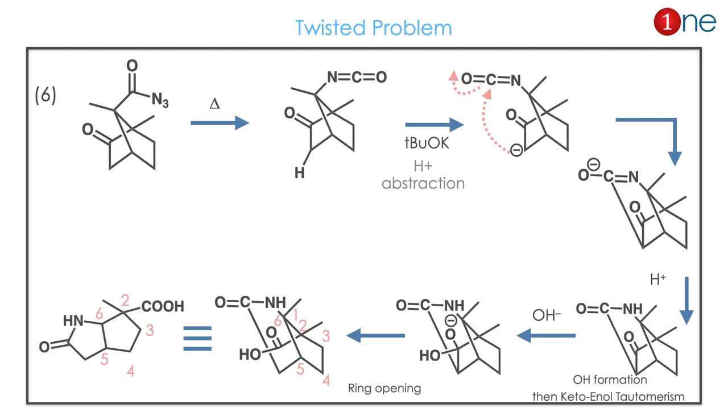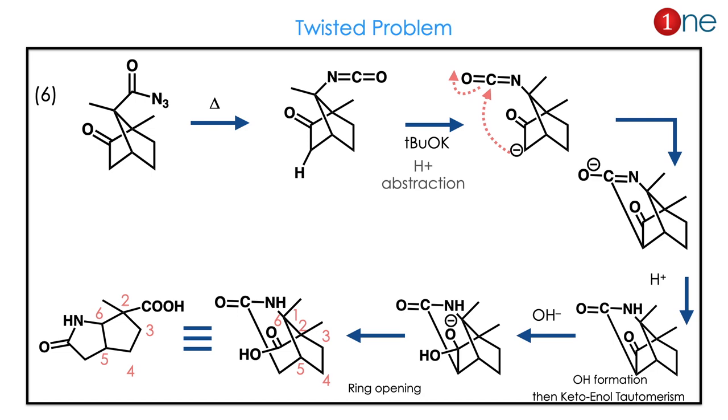Then the next and important example, the sixth one, it needs strong imagination. You are having the bicyclic system with azide there. Here the same Curtius rearrangement, isocyanate, but you are using the tertiary butoxide, which removes the alpha hydrogen, which is near to CO. Then the anion attacks, new ring closure occurs.